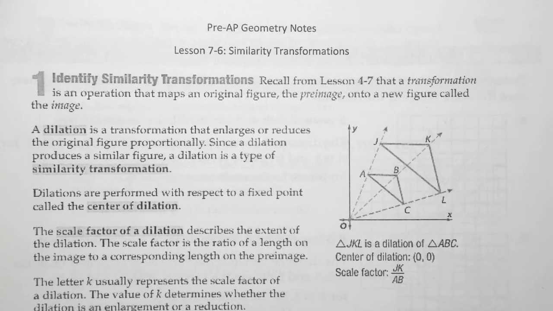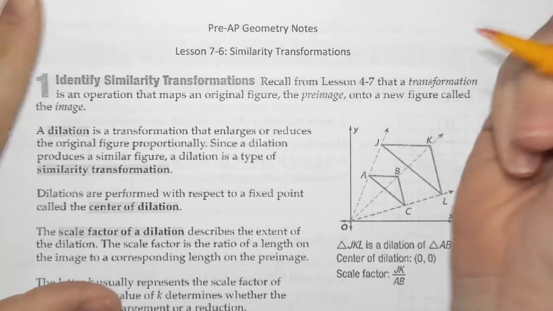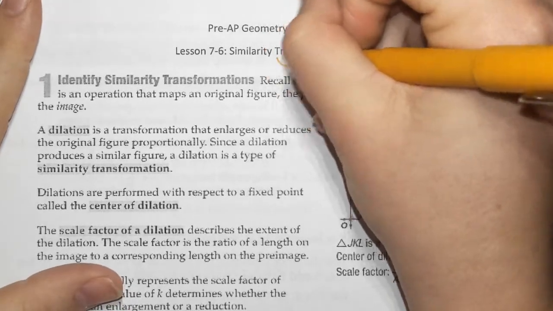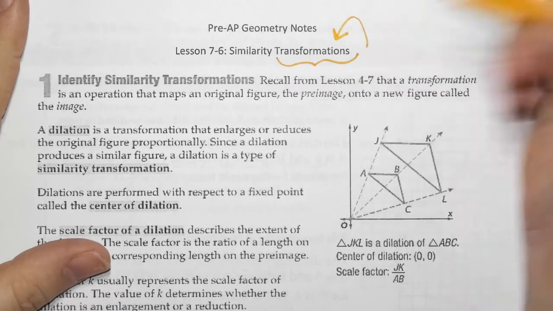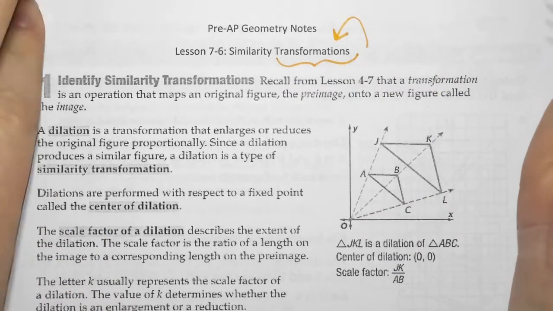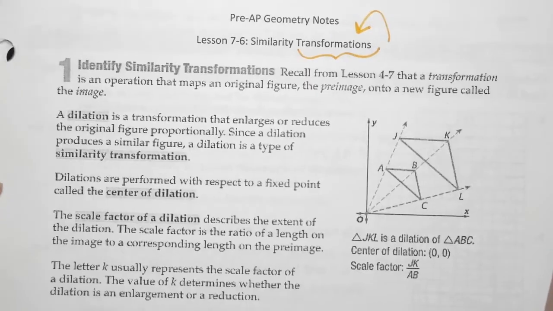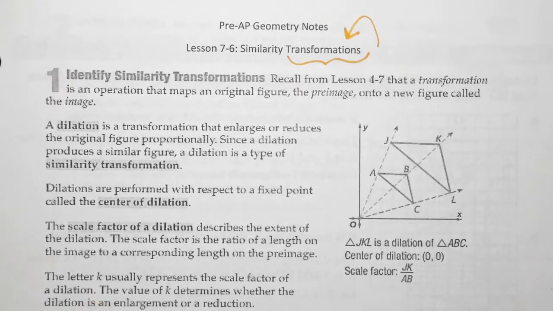All right, so we are starting 7-6. This is the last lesson in Chapter 7. It is all about transformers. JK, transformations. Ha ha ha. Transformations. So, we're taking shapes and we're transforming them by dilations.